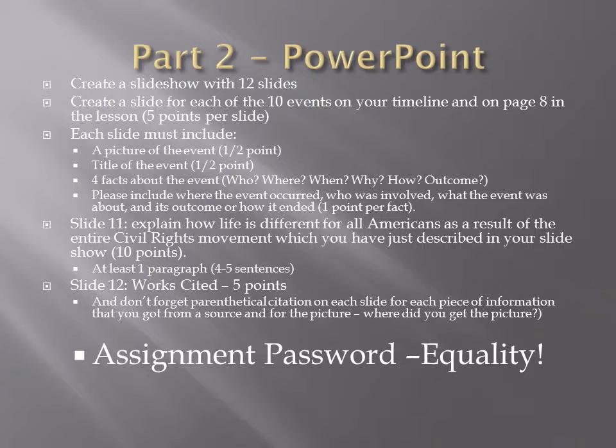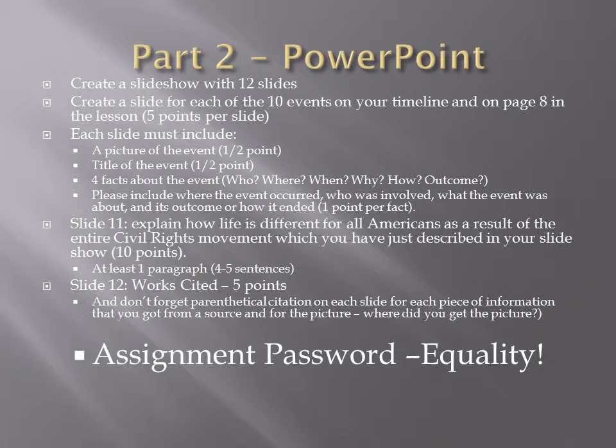So explain where the event occurred, who was involved, what the event was about, what were they trying to accomplish, or what led them to the event. And its outcome, how did it end? Did it equal any change, or was it not successful? And those are 1 point per fact. So you can see the picture and the title are half a point each, so that's 1 point. And then the information about where the event occurred, who was involved, what the event was about, and its outcome, that's 4 points. So 5 points total per slide.